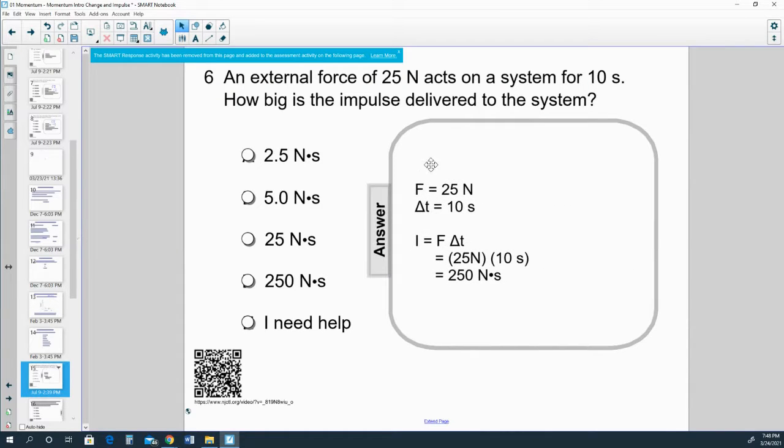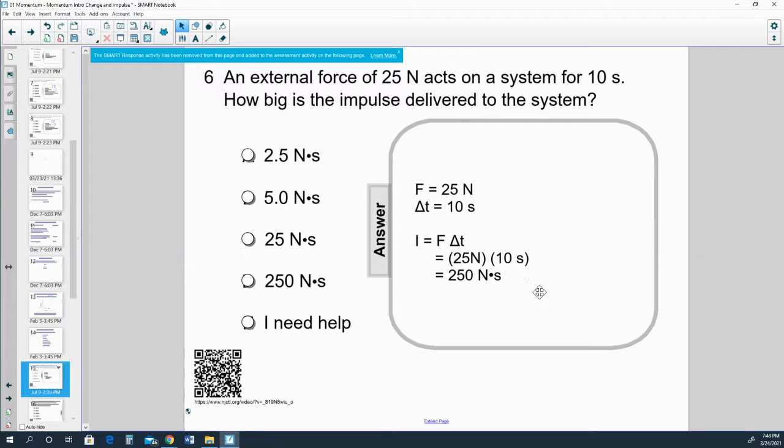So here we have our force is 25 newtons, change in time is 10 seconds. Impulse is equal to force times the change in time. So 25 times 10 is 250, and you can say newton seconds. If it's easier to remember, force is newtons and time is seconds. The newton second is fine to use.